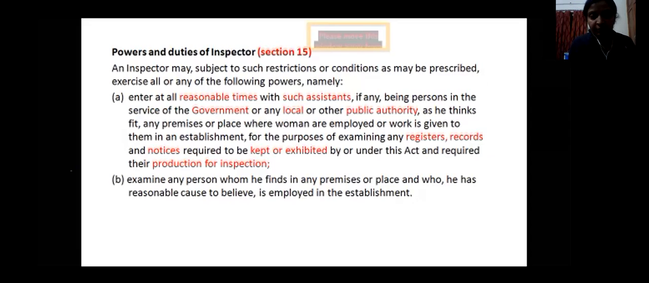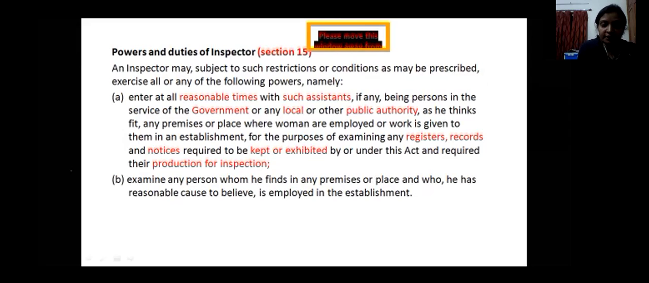Any premises or place where women are employed or work is given to them in an establishment, for the purpose of examining any registers, records and notices required to be kept or exhibited by or under this act, and require the production for inspection. तो यहाँ पे आपको मेन चीजें क्या है, पावर क्या है इंस्पेक्टर का, वो ऑर्गेनाइजेशन में कभी भी आ सकता है, रीजनेबल टाइम देख करके अपने साथ असिस्टेंट्स को ला सकता है. और असिस्टेंट्स कौन होगा, या तो गवर्नमेंट सर्विस करने वाला कोई होगा, या कोई पब्लिक अथॉरिटी में काम करने वाला होगा. और वो लोग रजिस्टर्स, रिकॉर्ड्स, नोटिसेस कुछ भी इंस्पेक्शन के लिए मांग सकते हैं, और एम्प्लॉयर को उनको हेल्प करना होगा. Employer has to present it in front of the inspector.